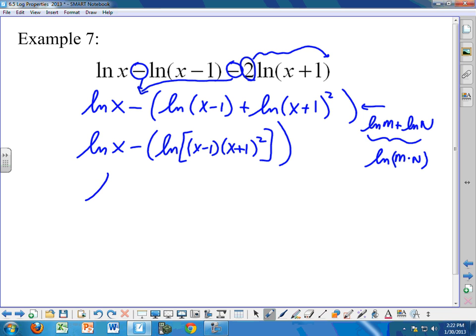This is the natural log of x minus the natural log of this whole wonderful monster here, x minus 1 times x plus 1 squared. And I'm not going to do anything with that. I'll just leave it alone.